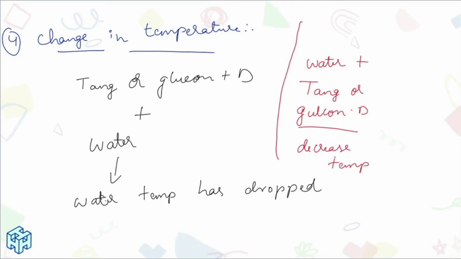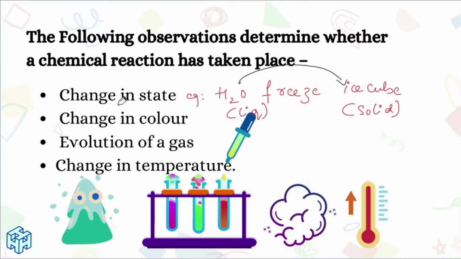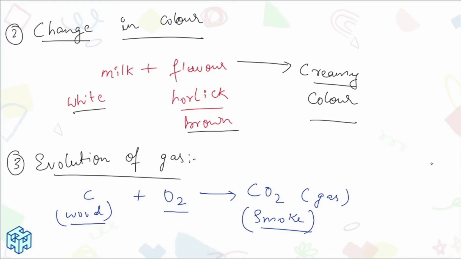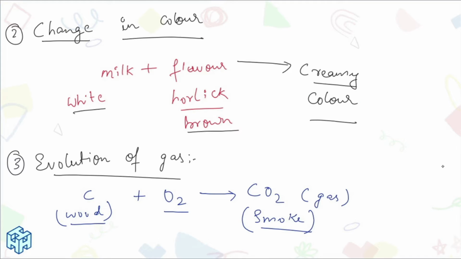Did you get it? What are the 4 main points we studied? Change in the taste, change in the state. Sir, what happens? Ice. Change in the state is ice. Now change in the color. What did we study about change in the color? Milk, when you are mixing milk. Evolution of gas, burning of wood. Change in the temperature, for example, mixing Glucon-D or Tang with water. There are many more examples, I just gave these for better understanding. Did you get it? Yes!